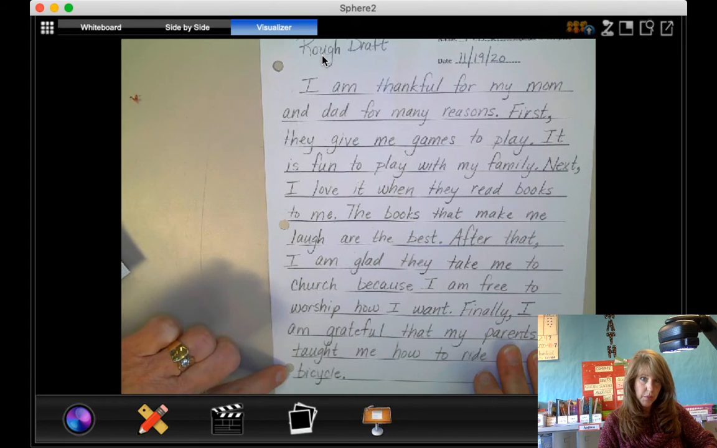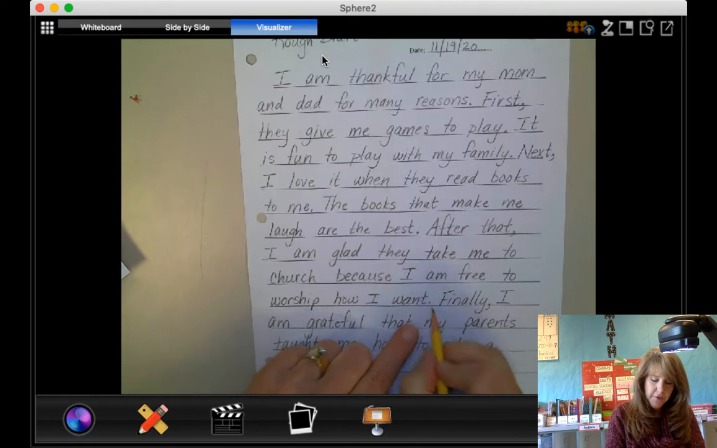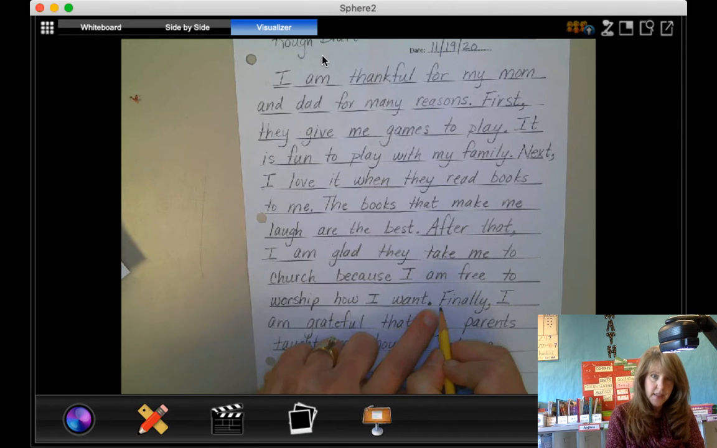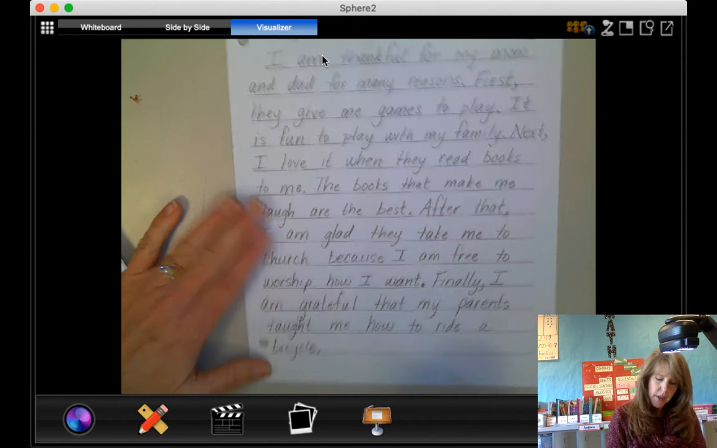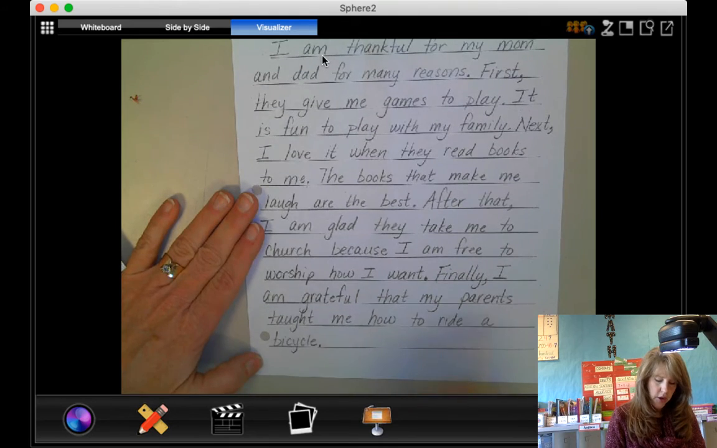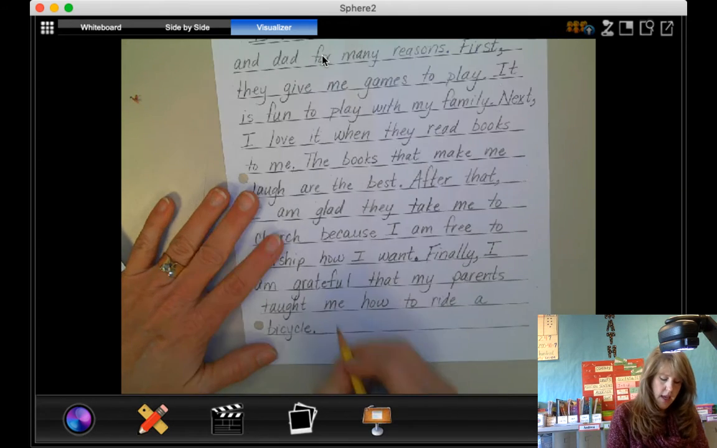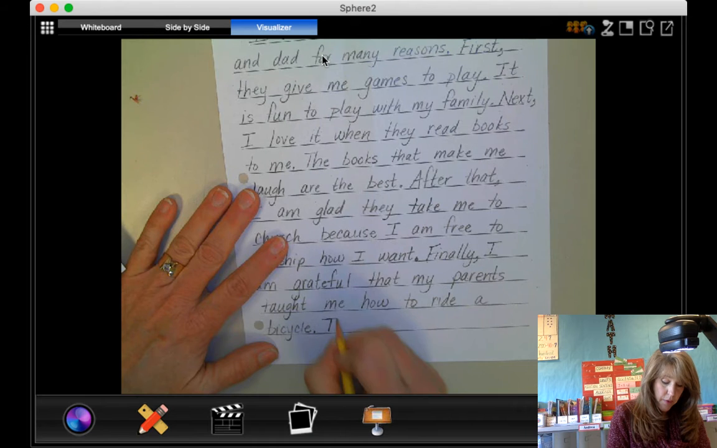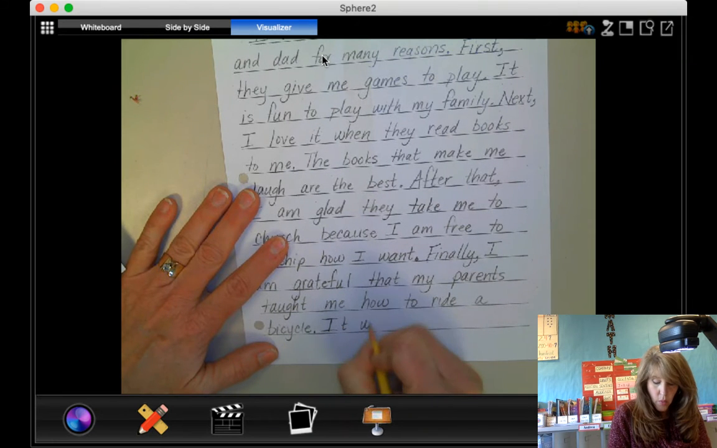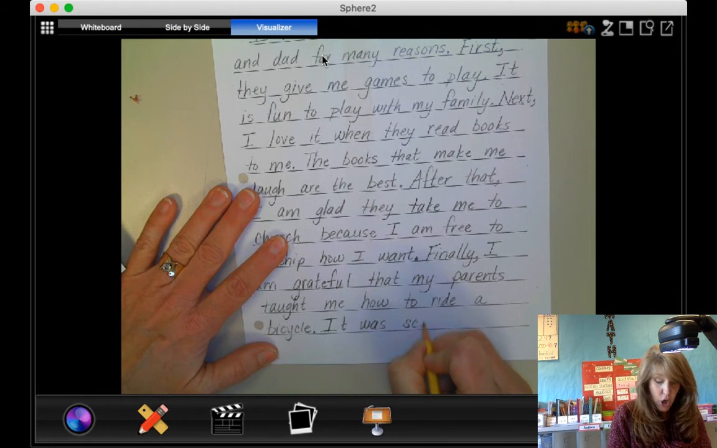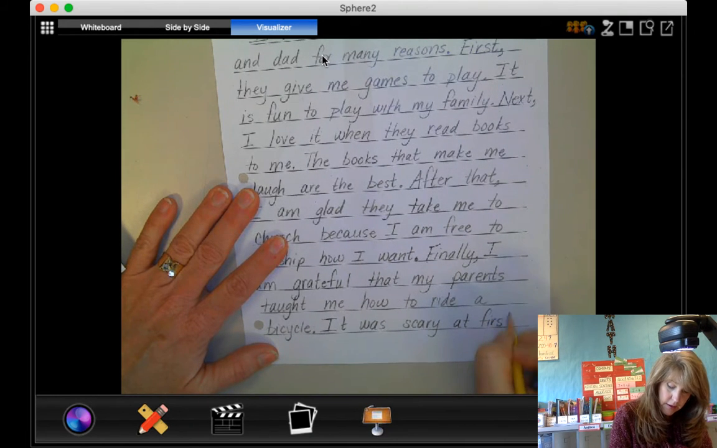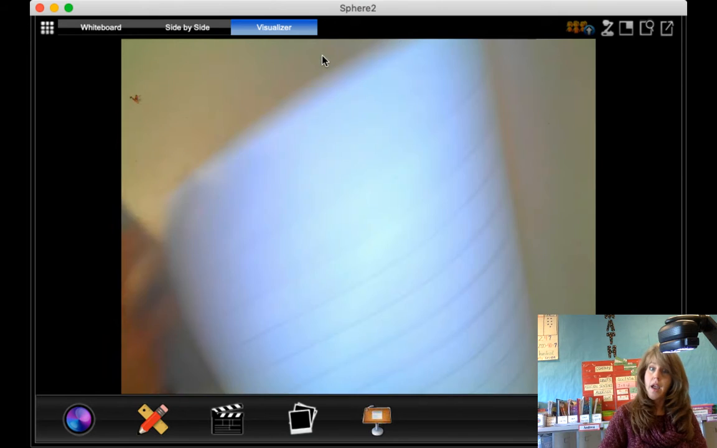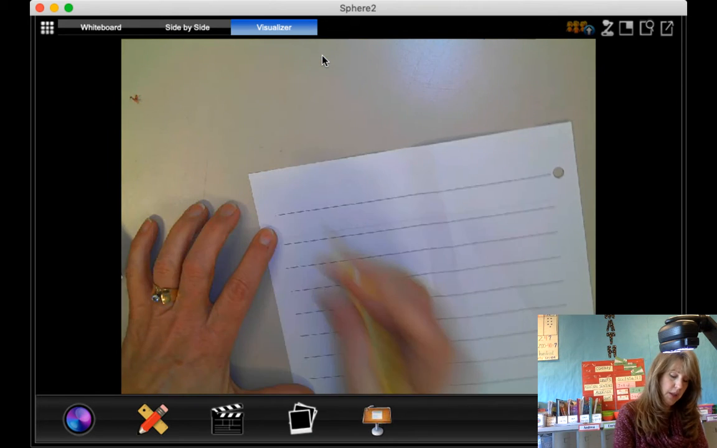back to the left margin? And anytime I finish a sentence, my next sentence follows it with a capital letter. Don't forget. So anyway, I had said, finally, I am grateful that my parents taught me how to ride a bicycle. And I'll want to give a little bit more information. It was scary at first, comma, I have room on the back, come back to the left margin.